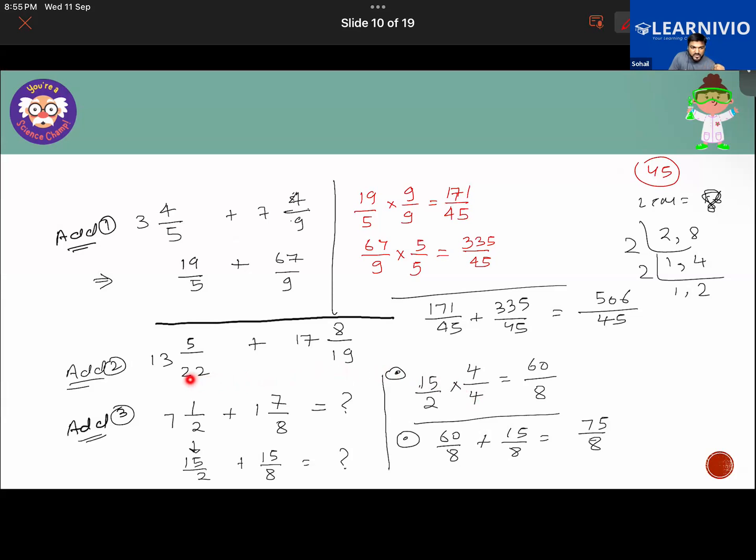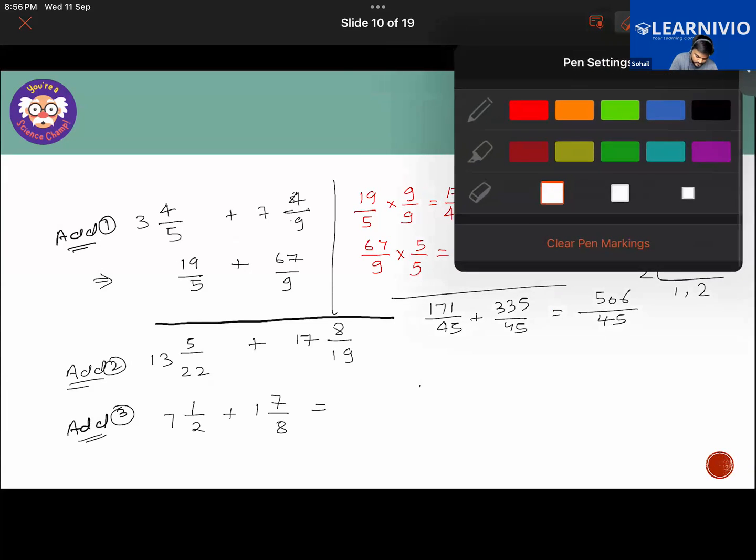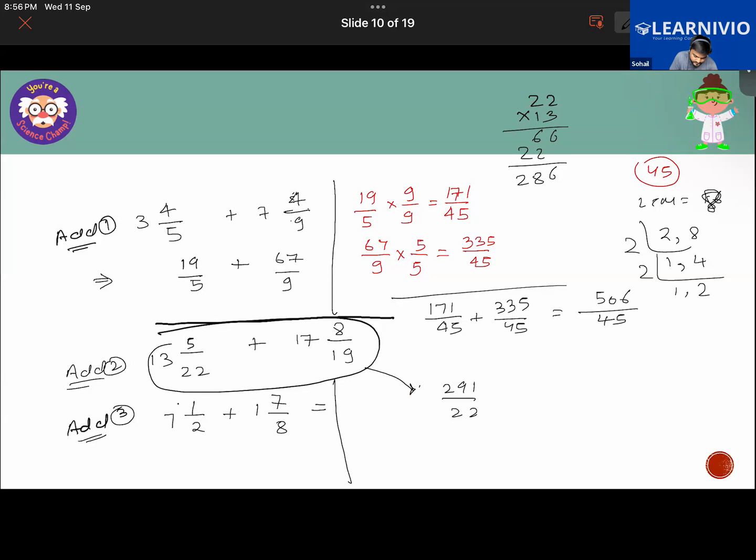Sumaya, you were solving this question number 2. Yes. Okay, let me help you in this one. In question number 2, you had to multiply 22 with 13 first of all. So multiply 22 with 13. What number would you be getting? 286. 286 plus 5, that is 291 upon 22. Yes. It has been continued from here. Okay, now 291 upon 22.